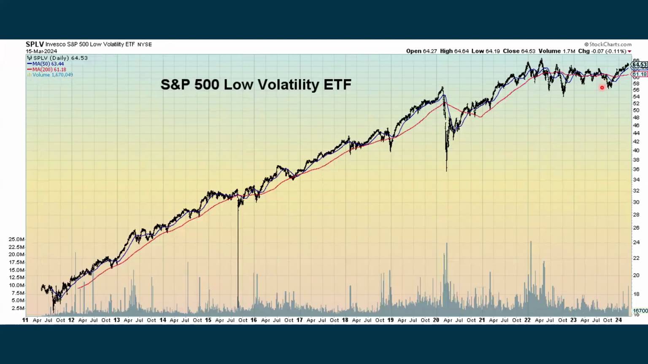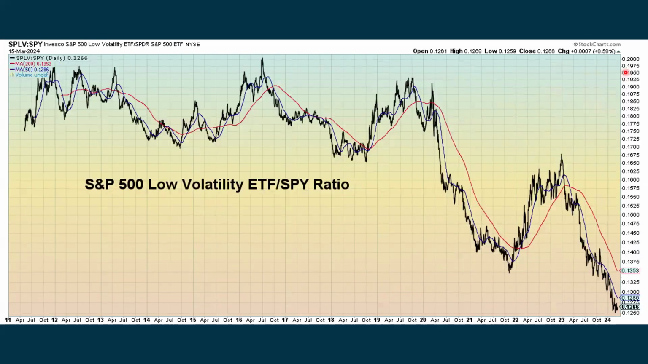Low volatility stocks. This is a little bit of surprise and a little bit of a warning sign. Folks tend to get into low volatility stocks when they're concerned about the market. We've seen a recent golden cross, and this is in a pretty solid uptrend. But at the same time, when you compare it to the S&P, it's really underperforming. Even though by itself it's in an uptrend, when we compare it to the S&P 500, it is in a downtrend.